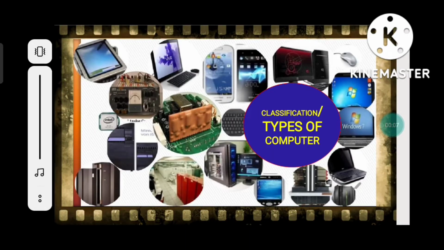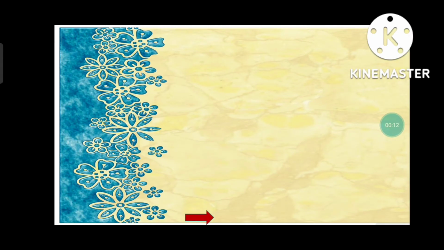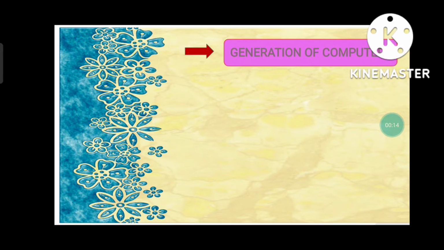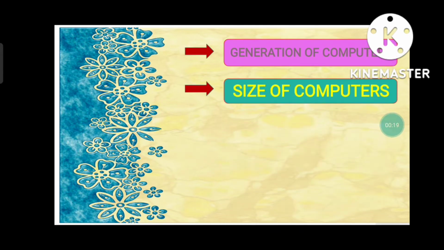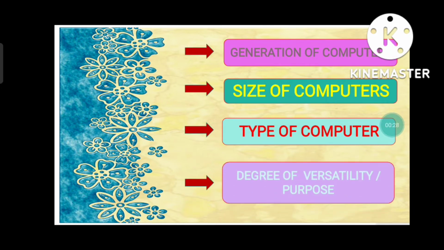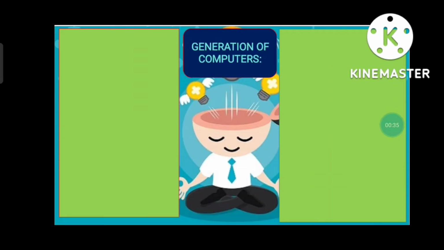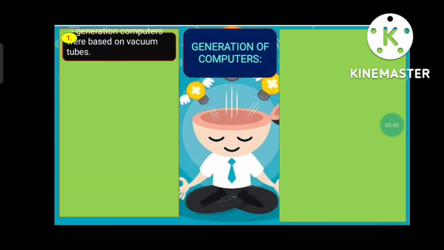So our topic is about the classification types of computers. First is the generation of computers. Second, we have the size of computers. Third, we have the type of computers. Lastly, we have the degree of versatility and purpose of computers. So now first, let's talk about the generation of computers.